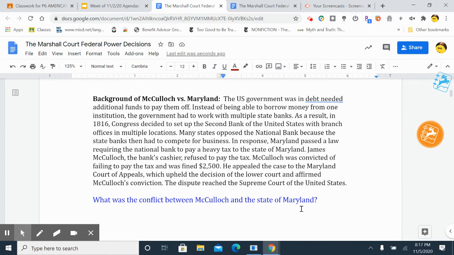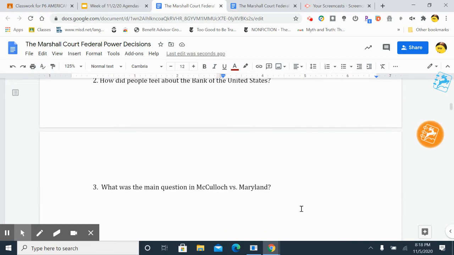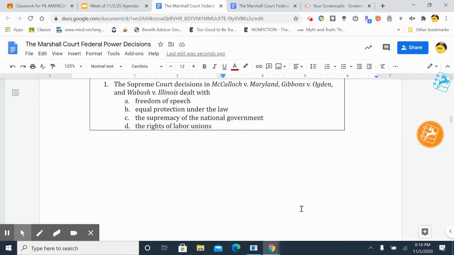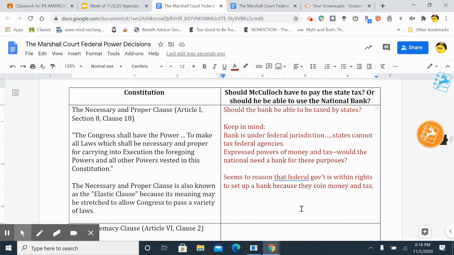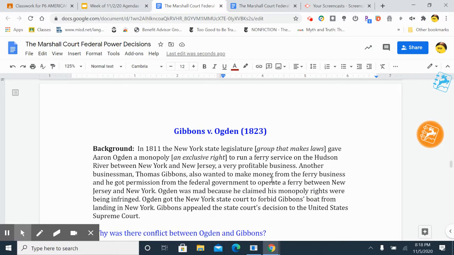So the Supreme Court makes a decision on that, and the problem was the bank was quite controversial during this time period. So you have to think about the decision of Marshall here to keep in mind: should McCulloch have to pay the state tax, or should he be able to use the national bank if he's not paying the state tax? Is the question.